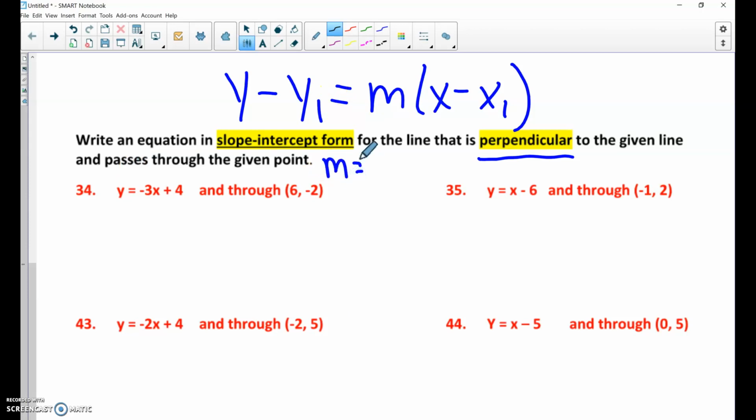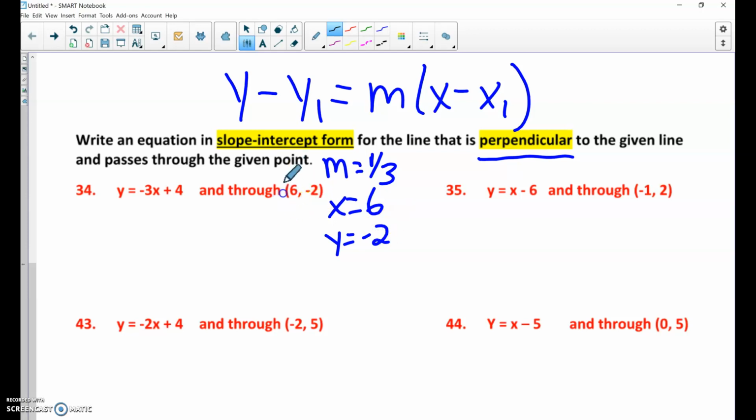So we need to figure out what is perpendicular to -3. Remember, it kind of helps if you write -3 over 1. Perpendicular means the opposite reciprocal. So the opposite reciprocal of -3 over 1 is positive 1 over 3. So our new slope is going to be 1/3 x. They still give us here 6. And the y they give us for this problem is -2.